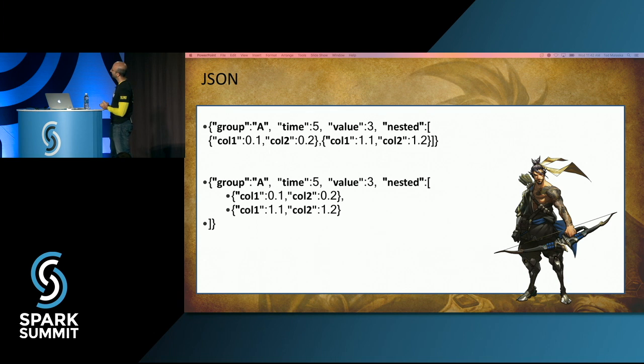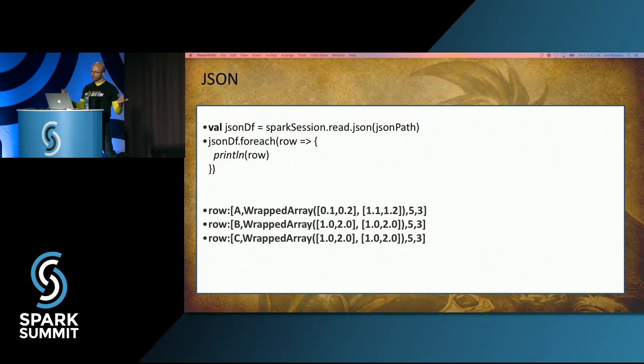Here's our example, which has a group, time, value, and nested. Inside nested, there is column 1, column 2, but you have multiple rows. If you haven't done this, you probably have, because it's littered through the examples of Spark. You can read that JSON in, and when you write it out, you can see that it's a row that has a value in it, but it also has a wrapped array in it. So you have your top level values and you have your nested values.